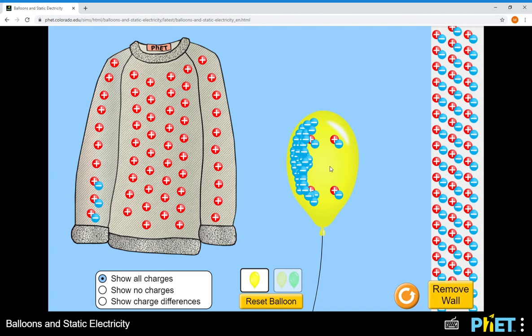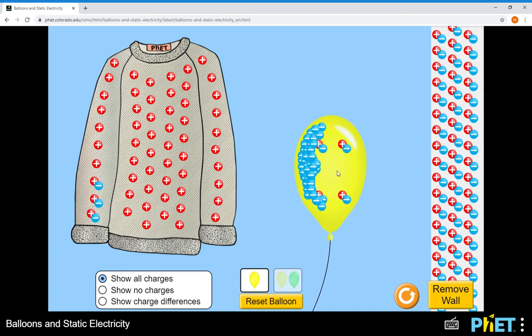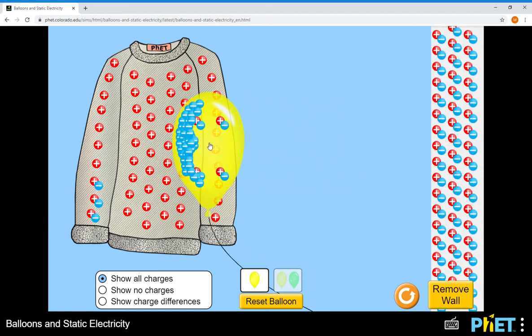That's because electrostatic forces are very strong. Unlike gravity, electrostatic force is very strong. Enough in this case for the balloon to be pulled over to it.